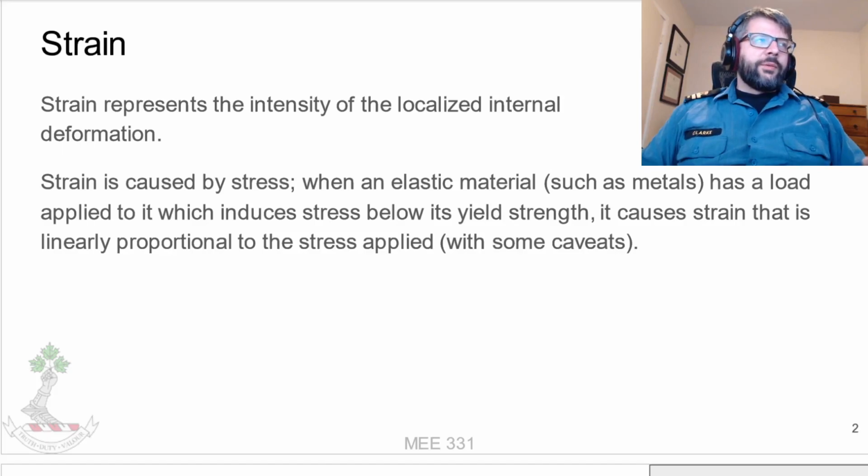Strain is caused by stress. When some sort of load is applied to it, it will induce a stress. If that stress is below its yield strength, then the strain that we cause is going to be linearly proportional to the stress that's applied. Most of the calculations in this course are based upon the assumption that we are staying within that linear elastic region.